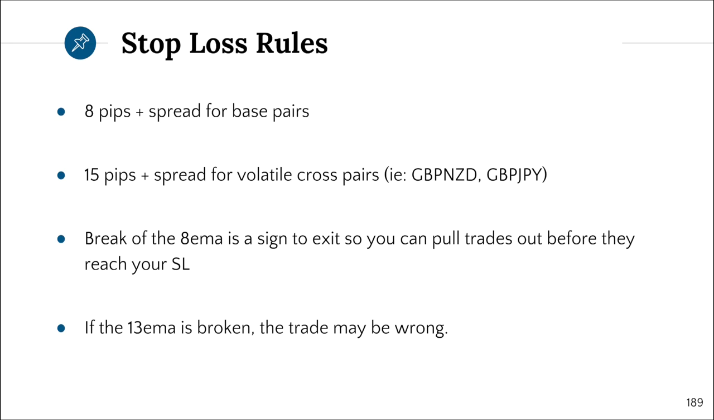because I know from market experience that if it breaks the 8 EMA, it might continue to reverse and break the 13 and might go all the way back to the 50, in which case I would lose money. So by pulling out at the break of the 8 EMA, one, I'm not taking the full loss of the 8 pips plus spread for the stop loss.